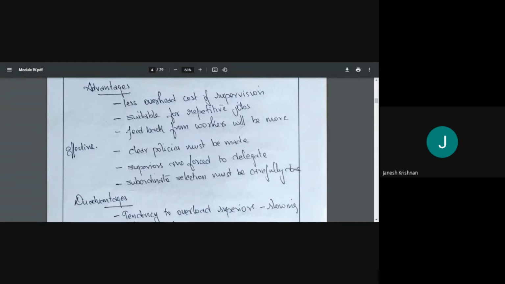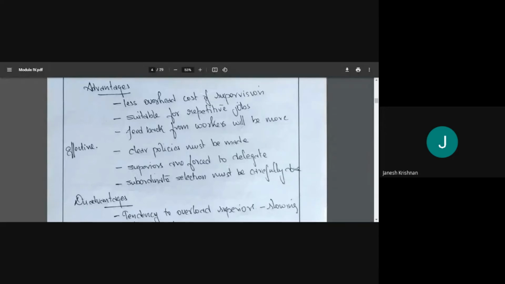In wide span of control, it is suitable for repetitive work because everyone knows what is to be done, right? And feedback for workers will be more effective. Policies must be clear, policies must be there. Superiors are forced to delegate. He may be forced to trust certain people: okay, you do this work, I'm trusting you with this, you can do this work.